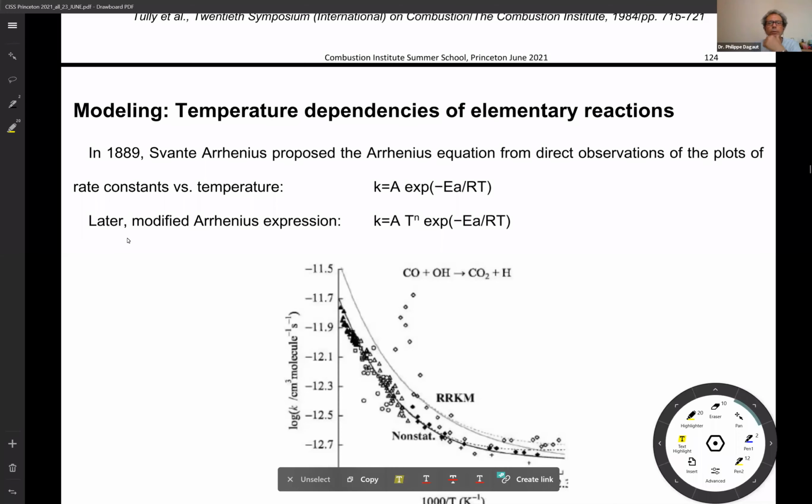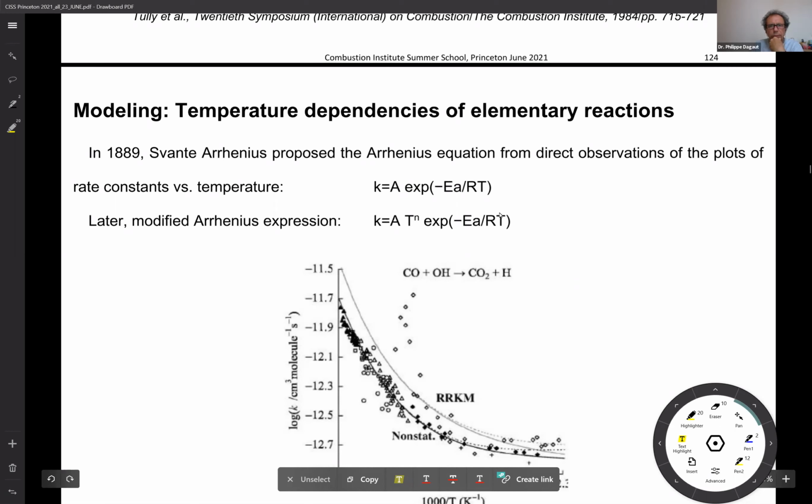But later, we figured out that when we are considering a larger range of temperature, this equation doesn't really apply, and you need a correction, which is introduced here as a power of temperature. And clearly you can see here that we don't have a straight line over the temperatures. You can have a straight line over a certain range, but not over the entire range of temperature. There is a curvature here which appears.